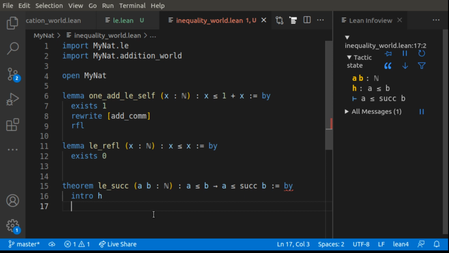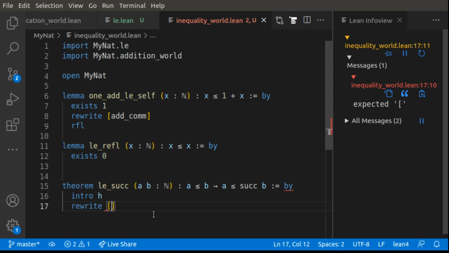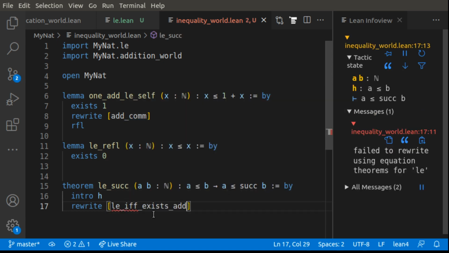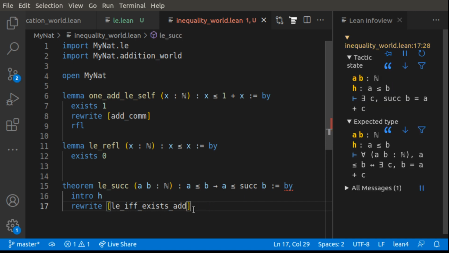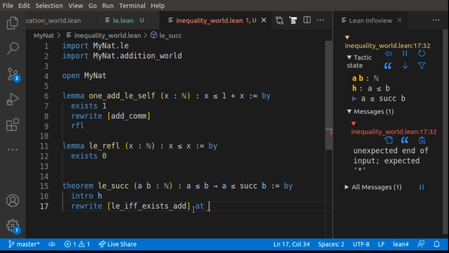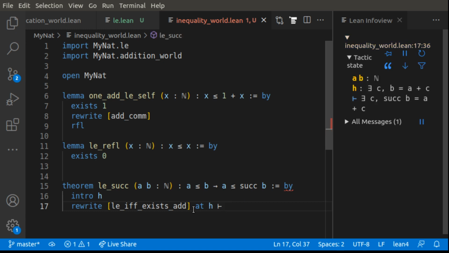So one thing that we can do to make this a little bit easier is, let's see, rewrite less than if and only if exists at H. Can we do this? Vertical bar, horizontal bar. Before is this, after is this, and if I don't have this at H, what happens? Okay, so it doesn't do it at H.